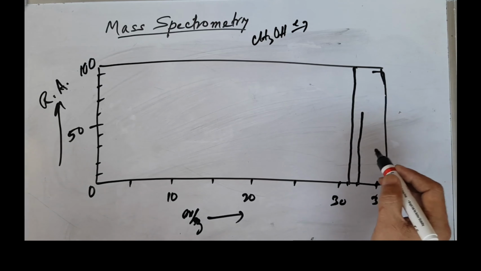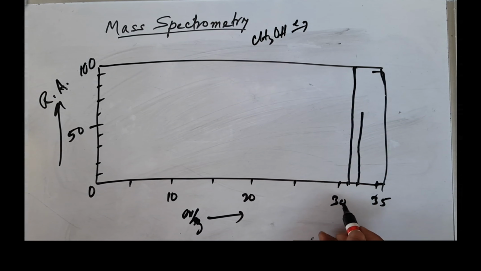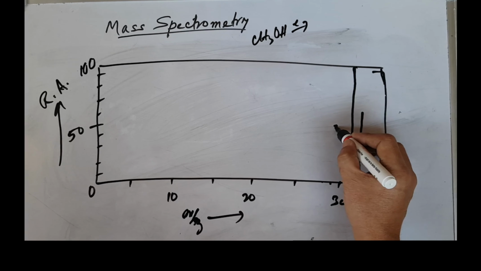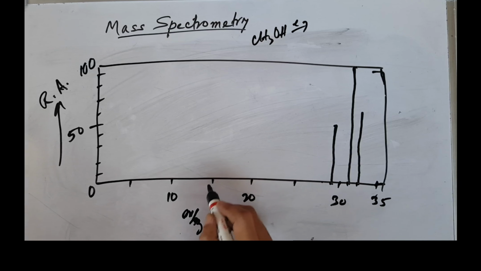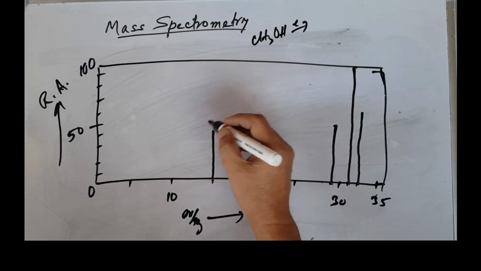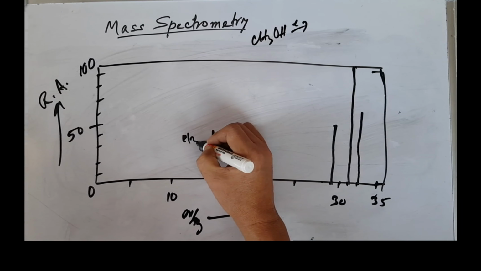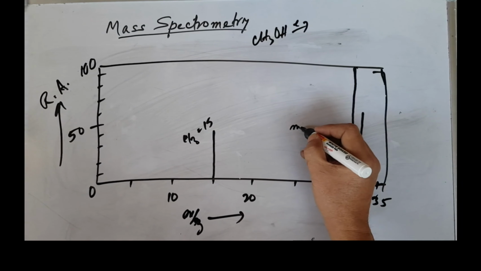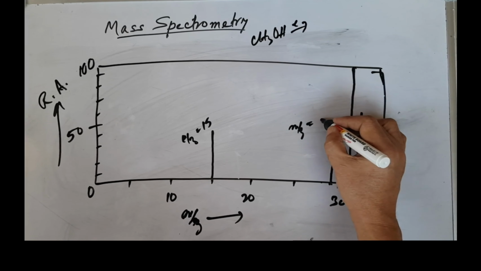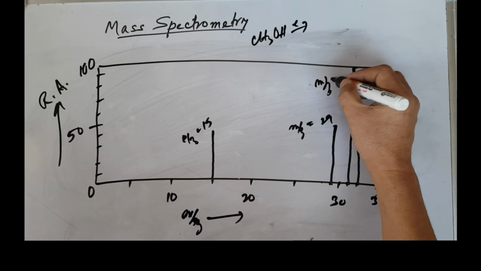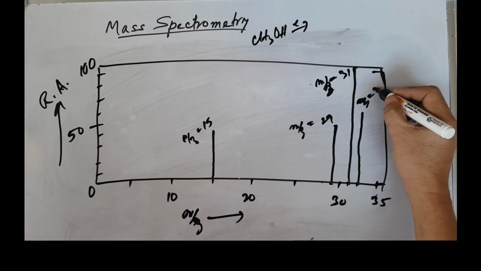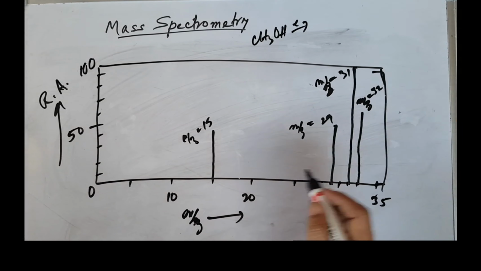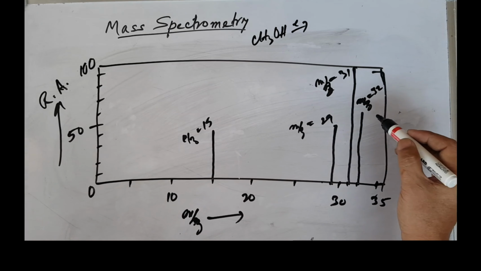31, and then 29, we also have 29 here, slightly here, and then I can have 15 here. So here M by Z equal to 15, and M by Z equal to 29, M by Z equal to 31, and here M by Z 32. So these are the fragment ions, and this is the molecular ion peak.